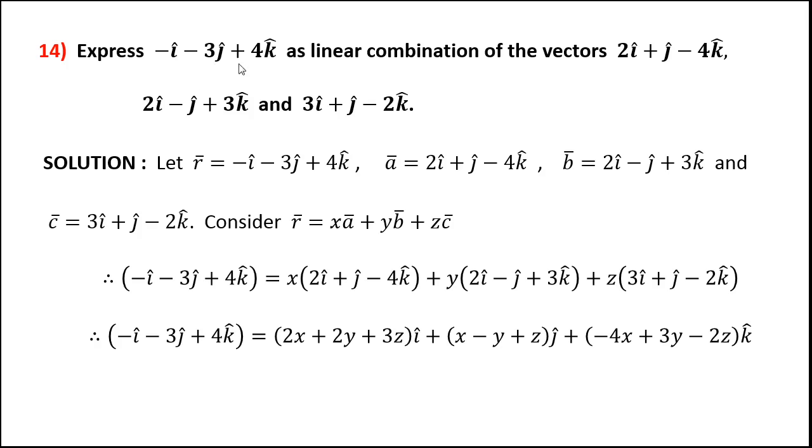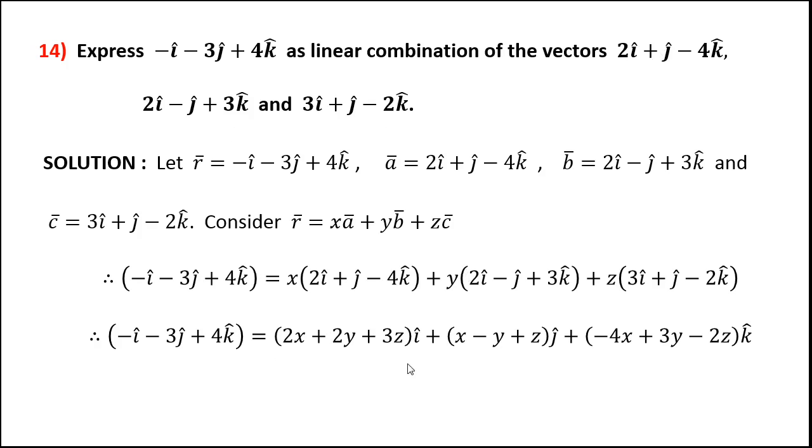So this given vector will play the role of r bar, and the remaining three vectors will play the role of a bar, b bar and c bar, and we have to express this r bar as a linear combination of a bar, b bar and c bar. Now we substitute the given vectors in their place. In place of r bar we write the first vector, in place of a bar, b bar, c bar we write their respective values.